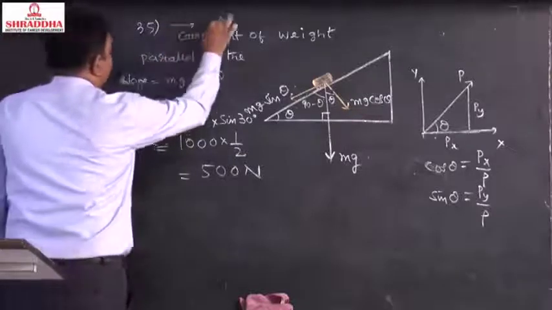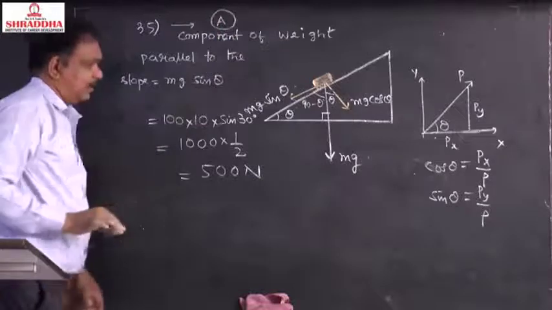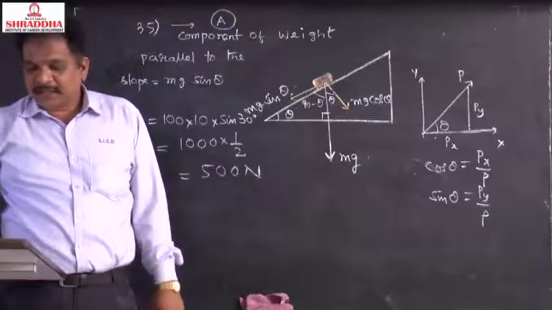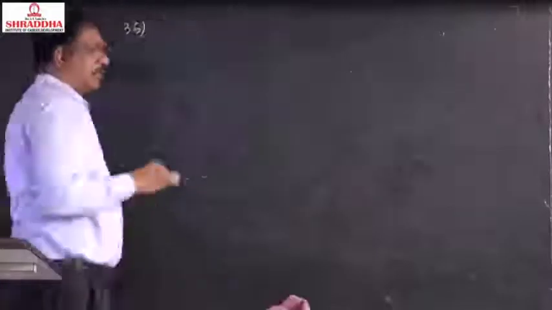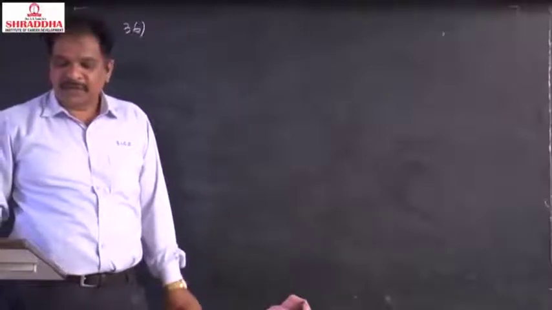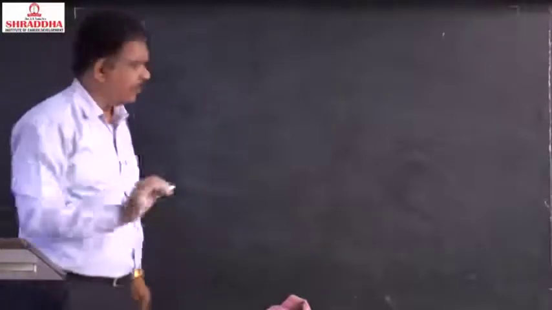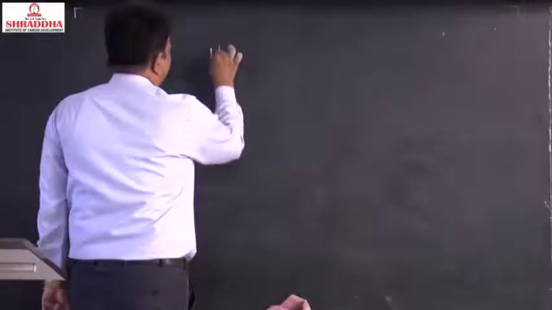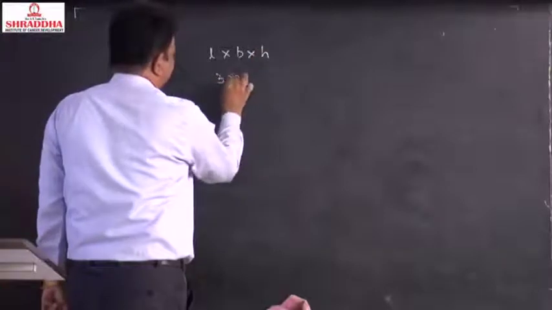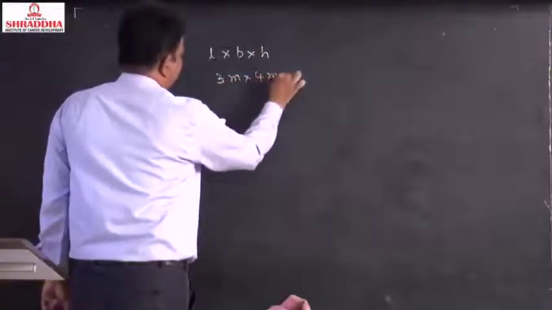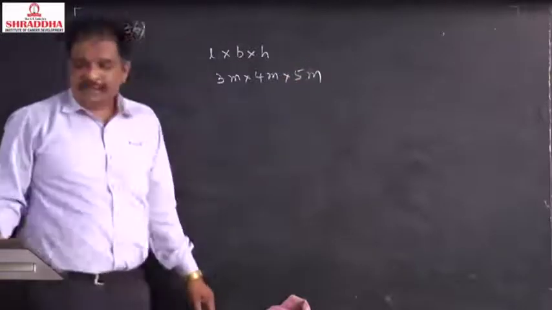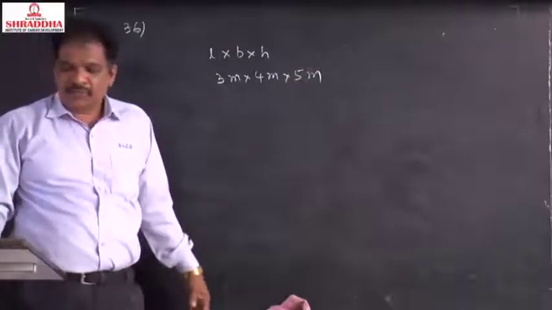35, option A, that is the answer. Next, 36, what are they asking? 36. A room has dimensions of 3 meter into 4 meter into 5 meter. Generally, length into breadth into height, in that format we will represent 3 meter into 4 meter into 5 meter. That is the dimensions of the room.